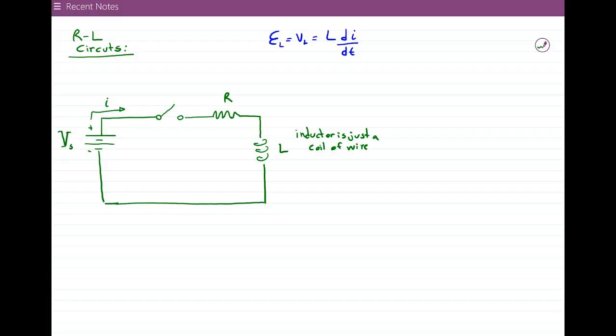Okay. So let's apply Kirchhoff's loop rule. We sum the voltages around this loop. Going up, we have the voltage supply, then minus I R, then minus L di dt. And then we're back to the start, and that's equal to 0.